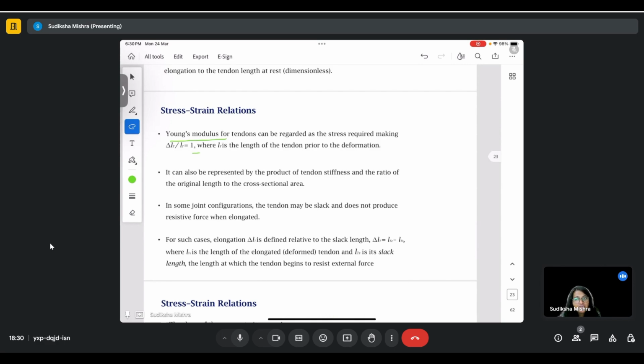In some joint configurations, because of the crimp, the tendon may be slack and therefore it does not produce a resistive force when elongated. The thing is, this is usually not true, because in any configuration there will be some resistive force in the body part, whichever you are looking at.